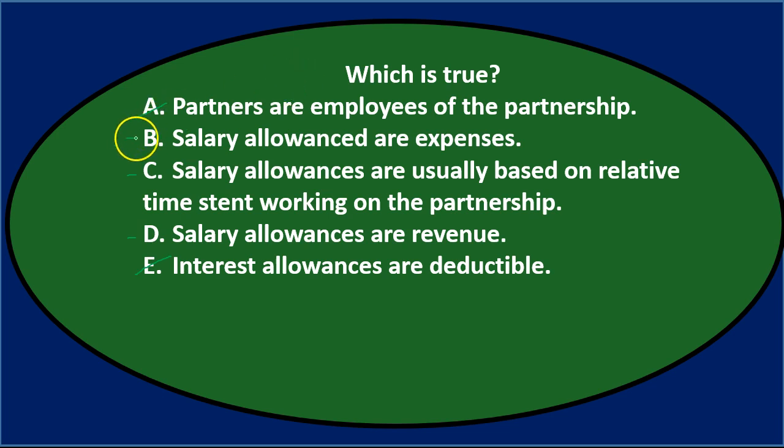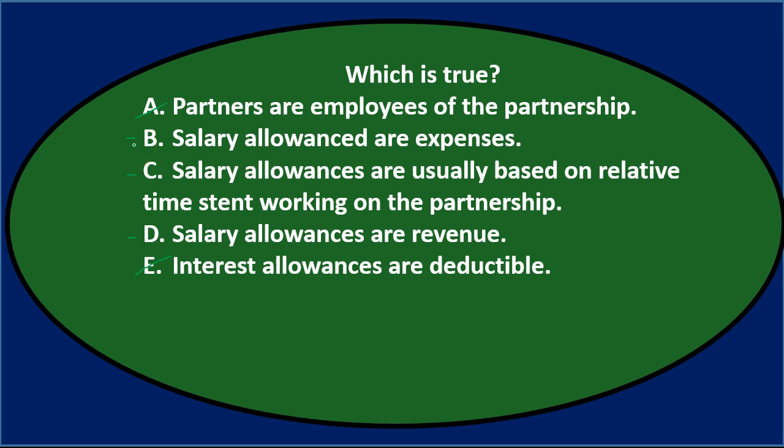Which is true? B, salary allowances are expenses. Or C, salary allowances are usually based on relative time spent working on the partnership. Or D, salary allowances are revenue. Now again, if you see one pretty long, detailed, specific answer, I'm not saying it's always the right one, but oftentimes it is, because the question is being put together to list something correctly, meaning they're trying to eliminate all the factors that would be incorrect, which takes more legalese kind of terminology. So oftentimes the longer answer might be the more correct one.